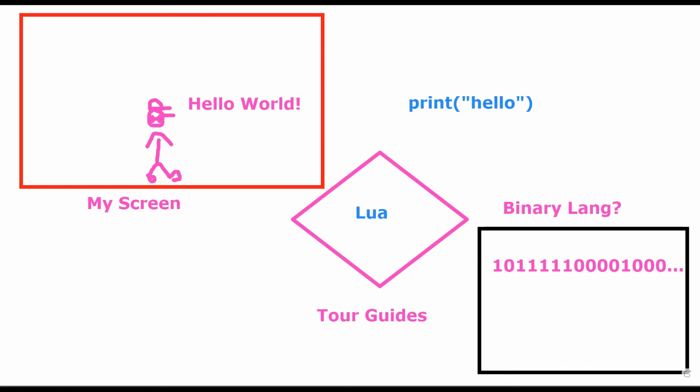So, I have a question for you all. What do you all think? Is print hello easier, or maybe writing a few tens of lines of ones and zeros? Which one do you think is going to be easier here? Print hello, or maybe writing 10 lines of ones and zeros?